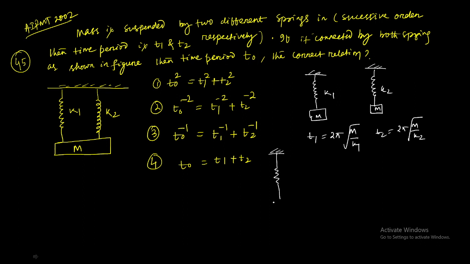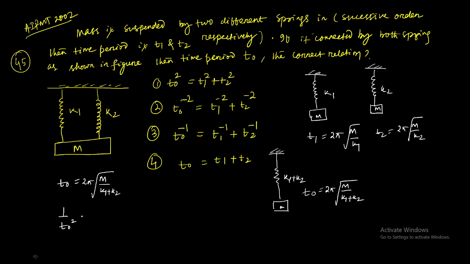The K equivalent will be what? K1 plus K2. So T naught equals 2 pi root of m by K1 plus K2. For the parallel case, you can add K1 plus K2 like this. Now we have to find out the relation between these. So T naught, here I am solving this one. T naught is written as 2 pi root of m by K1 plus K2, right?